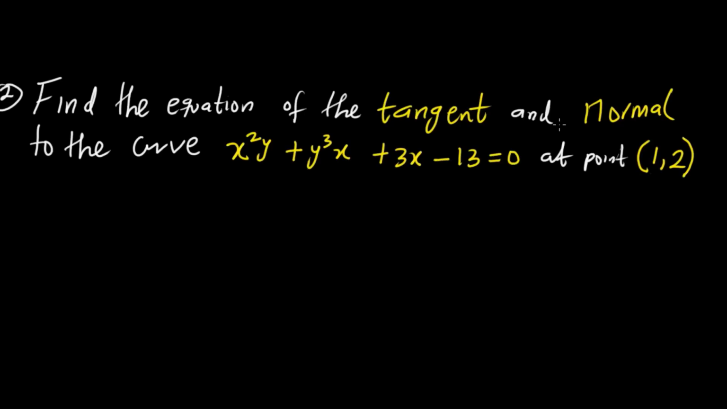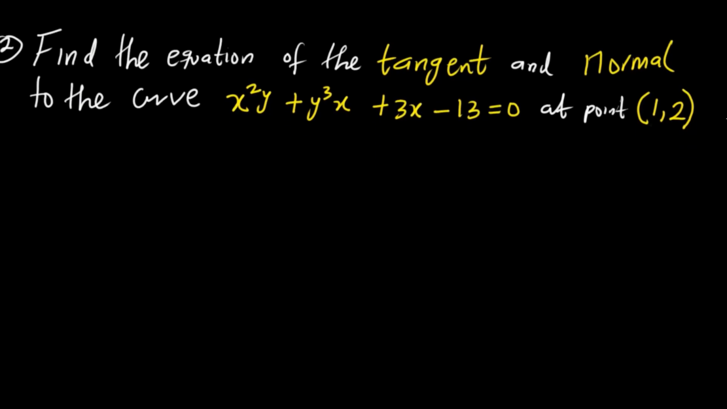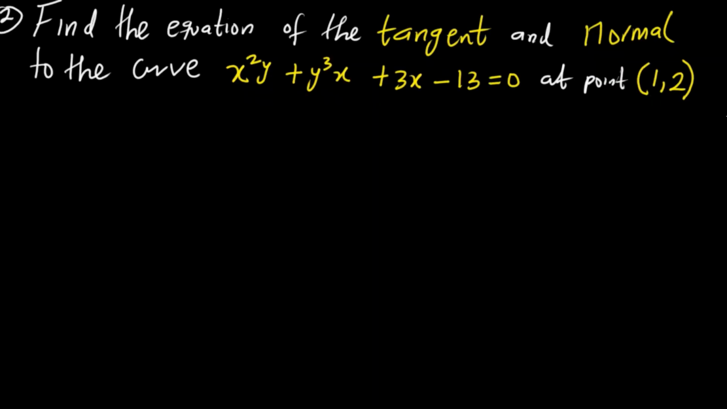Alright, this second example is on implicit differentiation. If you are not used to implicit differentiation, this is not going to be complex and you're able to find your way around it in this tutorial. We have to find the equation of the tangent and normal to the curve x squared y plus y cubed x plus 3x minus 13 equal to 0 at the point (1, 2). In this case, instead of differentiating with respect to x only, we are going to be differentiating with respect to both x and y. We are given the point (1, 2), so x equal to 1 and y equal to 2.